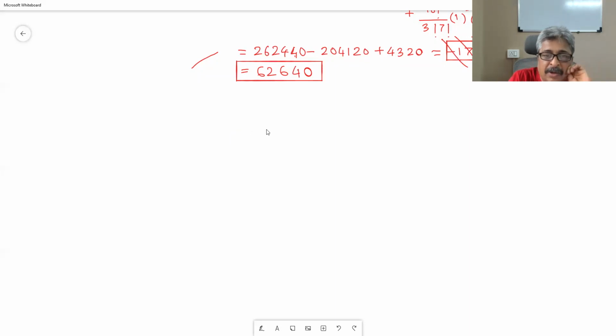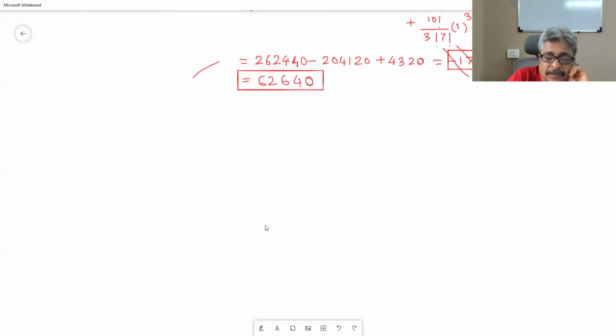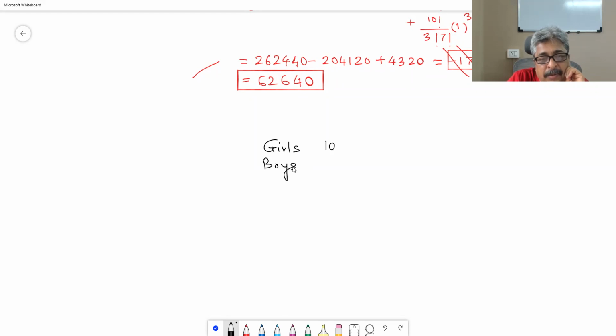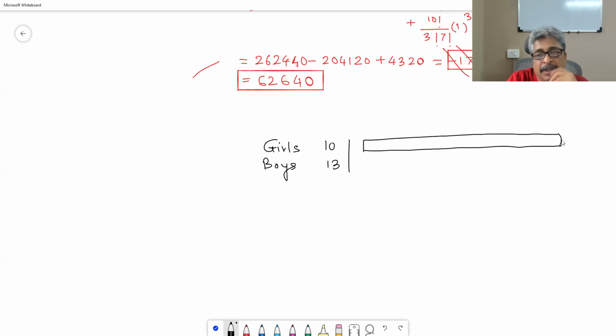Girls were less. So now let me make girls 10 and boys 30. Condition same. No 2 girls to be together. In how many ways can you arrange these boys and girls in a row so that no 2 girls are together? Something like this. Now can we do it?